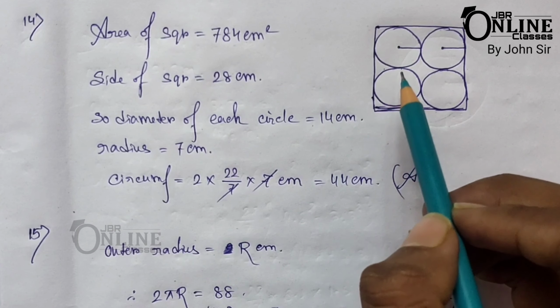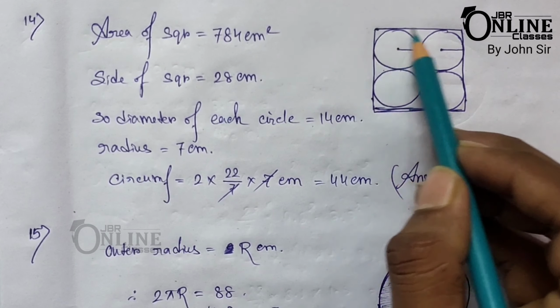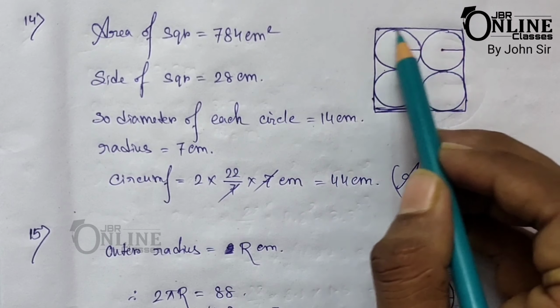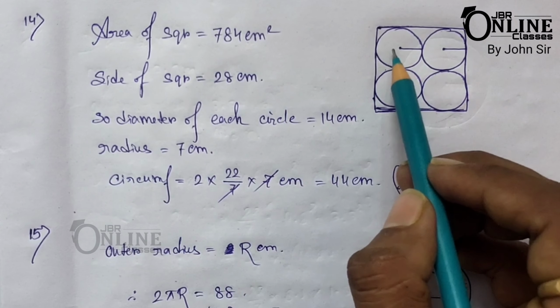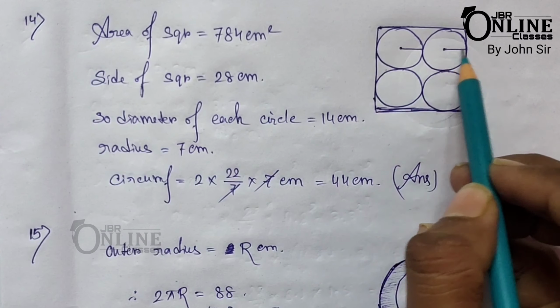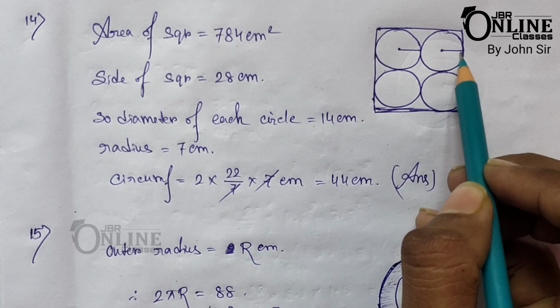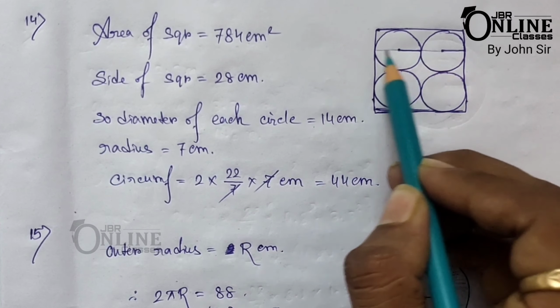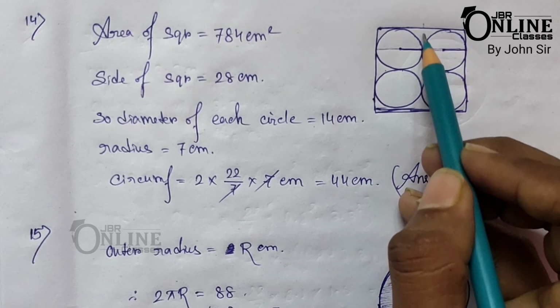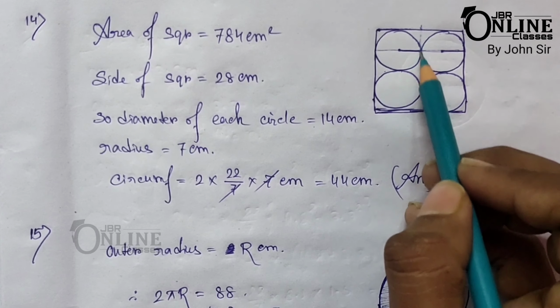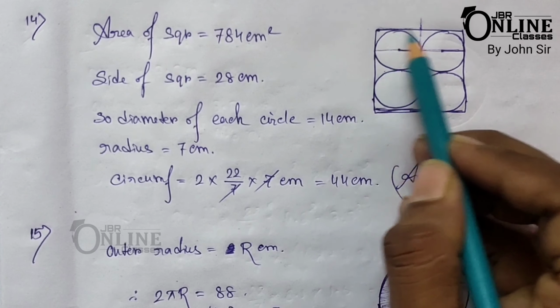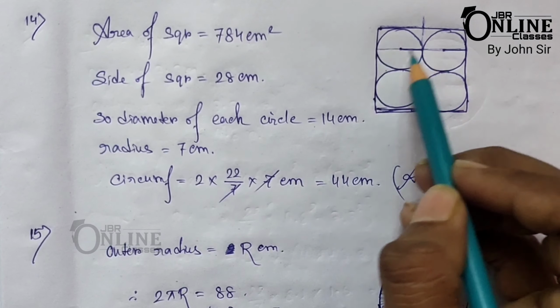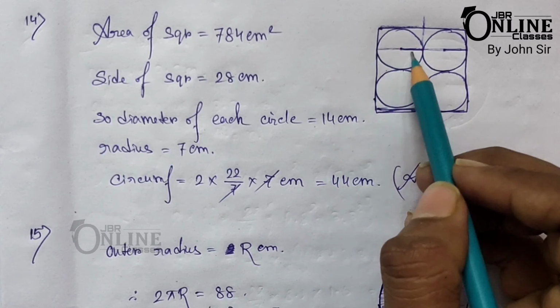Okay, so in that case you have to remember that one side of the square is equal to the diameter of 2 circles. One side of a square is equal to the diameter of 2 circles. That means half of the side of that square is equal to the diameter of one circle.